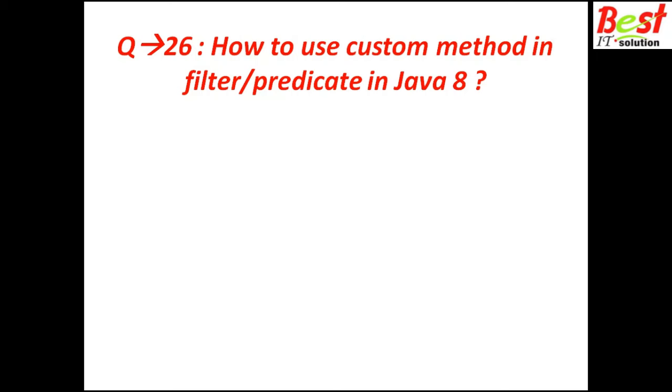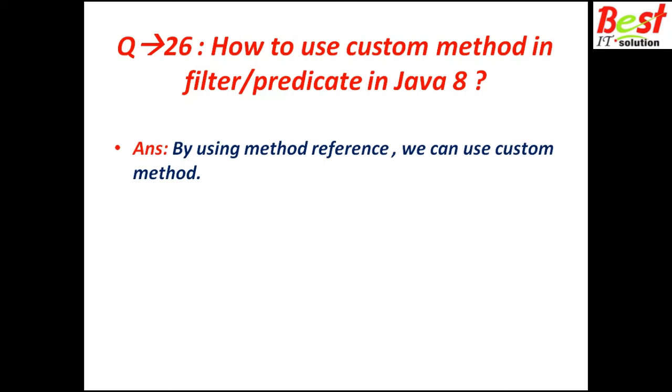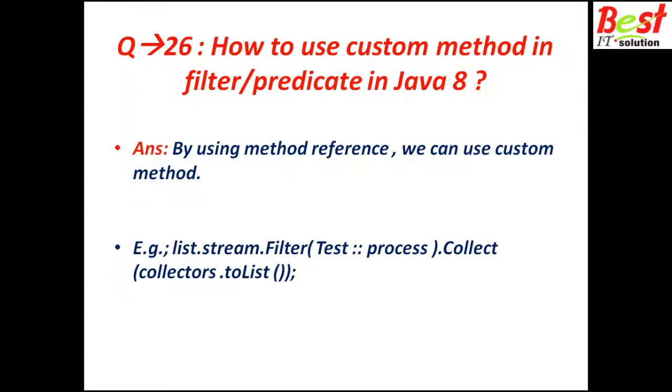Next question is, how to use a custom method in filter or predicate in Java 8? So, how can we use a custom method in filter or predicate in Java 8? By using method reference, we can use a custom method. There is a method reference concept, denoted by the double colon. By using this method reference, we can use the custom method.